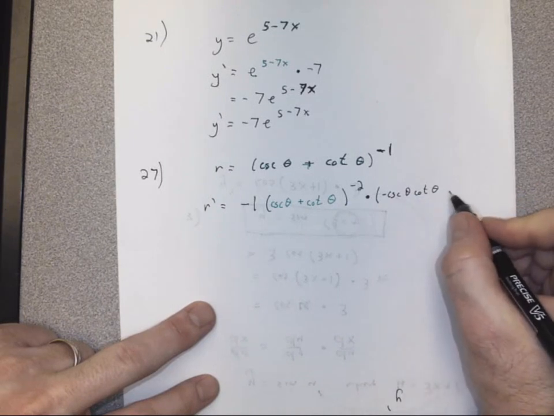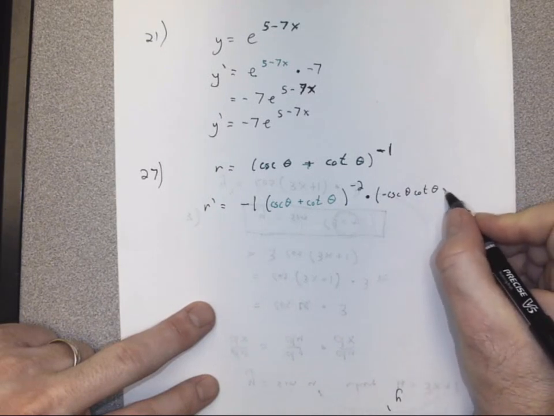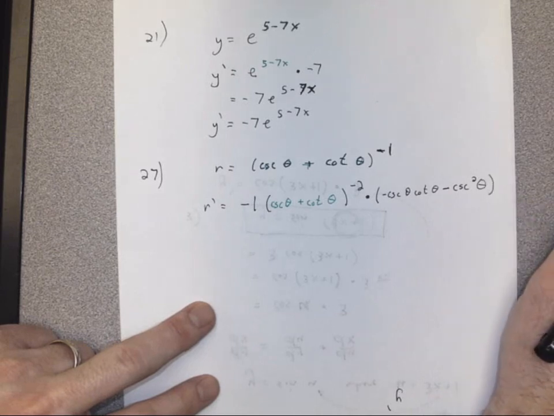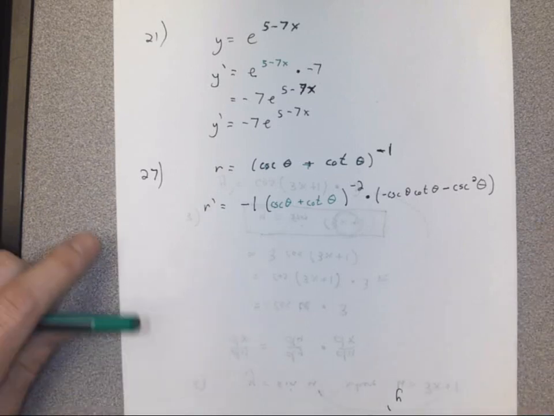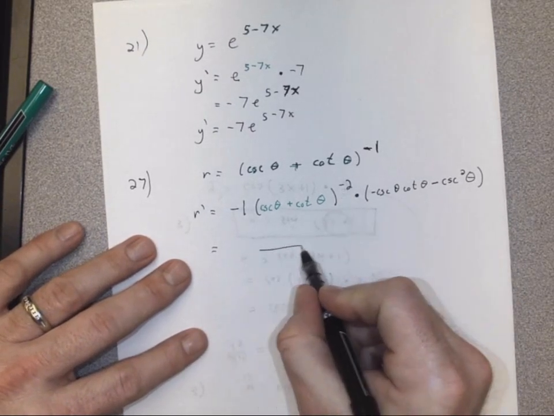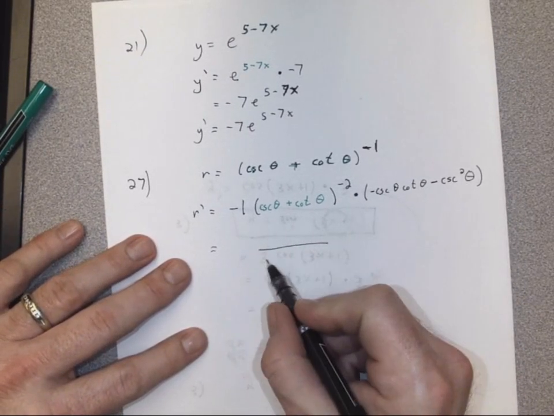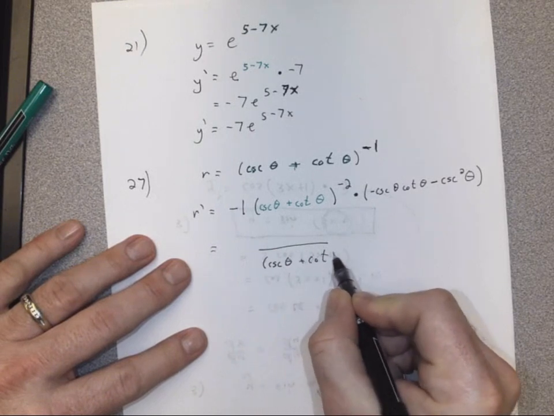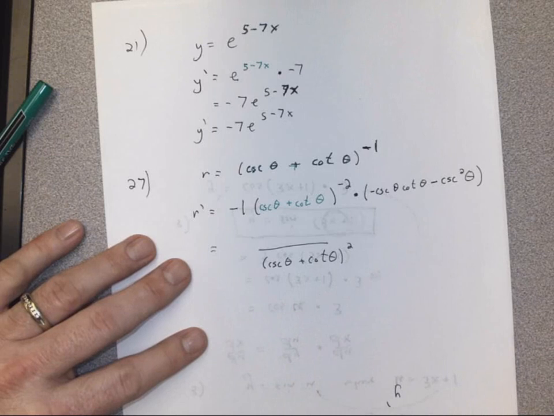And what's the derivative of the cotangent of theta? Minus cosecant squared of theta. Alright, we might be able to clean some stuff up. Let's see. So I'm going to rewrite this. I know negative 2 means that this binomial is actually on the bottom squared, right? So this is cosecant of theta plus cotangent of theta, squared. That's what that means. Is that clear?